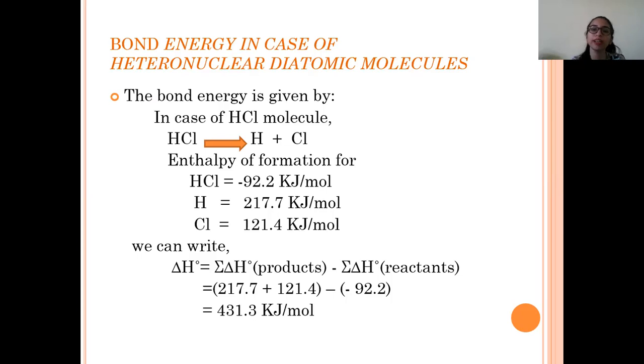For hydrogen, it is 217.7 kilojoule per mole, and for chlorine, it is 121.4 kilojoule per mole. So we can write the bond energy as follows: we need to subtract the enthalpy of formation of the reactant from that of the products. What are the products? Hydrogen and chlorine. So we add both products, that is 217.7 plus 121.4, and then subtract minus 92.2. Minus and minus make a plus, so it produces 431.3 kilojoule per mole bond energy required to break down this heteronuclear diatomic molecule.